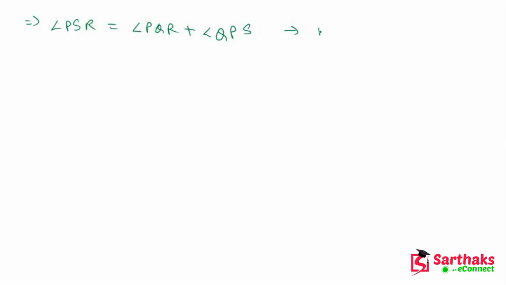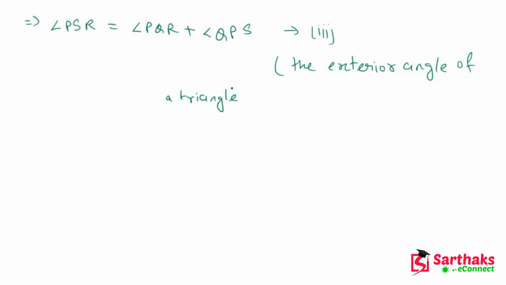So this is the third equation, and the reason is, since the exterior angle of a triangle is equal to the sum of the opposite interior angles.